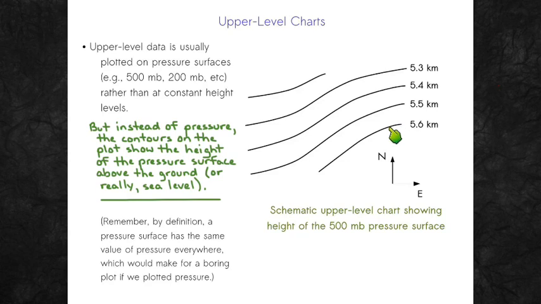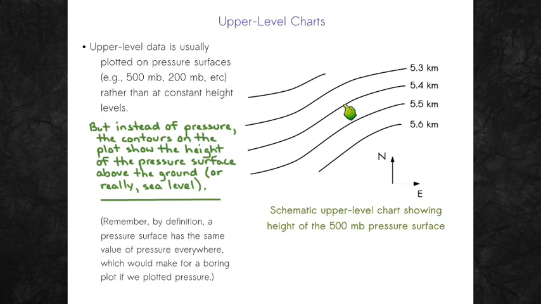So for instance, down here in the southeast, this contour shows that the surface in this particular case was 5.6 kilometers above sea level. Then as I go towards the northwest, the next contour says it was 5.5 kilometers above sea level along that contour. If I keep going, 5.4, so it's a little bit closer to the ground, not quite as high. And then 5.3, again dropped a little bit, and so forth and so on.